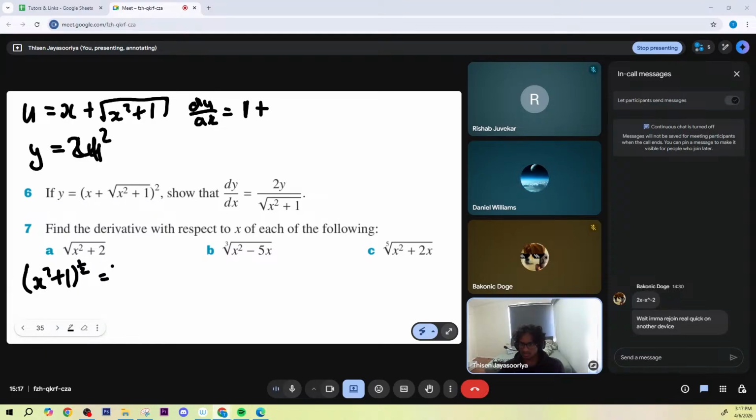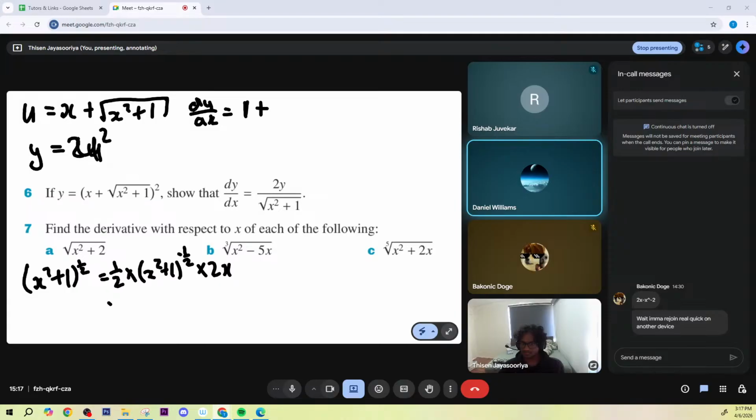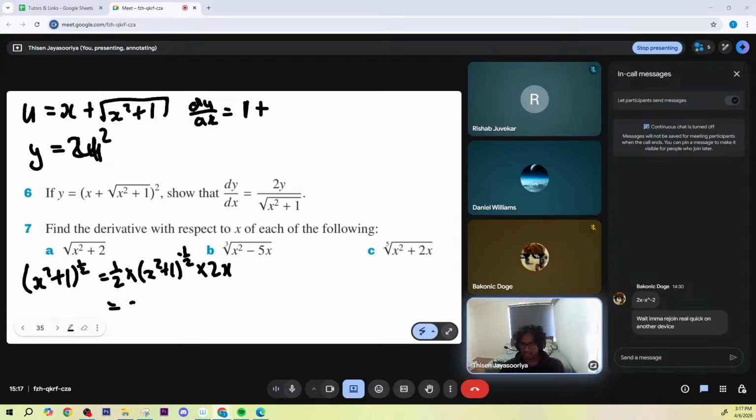So we times it by half, and that's just (x squared plus 1) to the negative half. That's the derivative of the outside. Then we go inside and multiply by the derivative of the inside function, which is 2x. So we get x times (x squared plus 1) to the negative half.